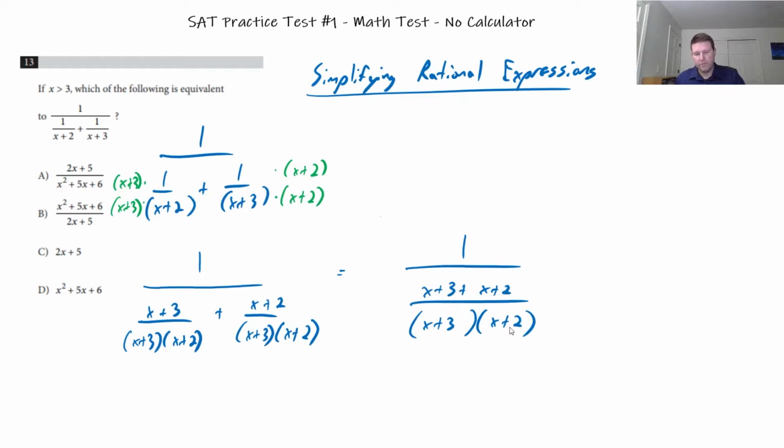The reason this fraction ends up like this is that if you think about basic fractions like 1/7 plus 2/7, notice how the denominators stay the same when you get 3/7. You don't add the 7s. So that's why the denominator just stays the same and we add the numerators. Over here, just combine some like terms, and you end up with 2x plus 5 all over (x plus 3)(x plus 2).